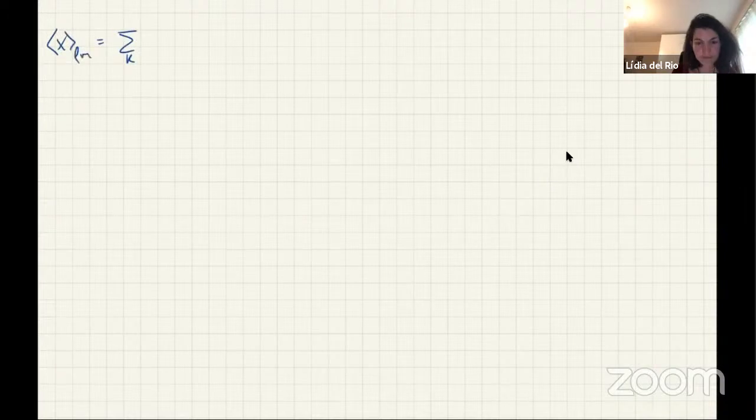So now we have the sum over k. So this is the average x on rho m, the sum over k, alpha k of this x for each of the states phi k on m. So let's find out what this is.